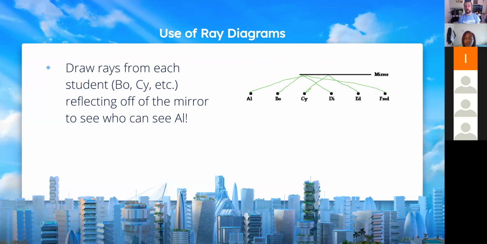Whoever's making that green line, that looks about right. That looks like Fred can see Al. Good. Now, obviously, they can all just look to their left and see Al in just line of sight, right? If Al's tall enough. But in the mirror, who can see Al? So I think we all agree that Fred can see Al in the mirror. Can Ed see Al in the mirror?